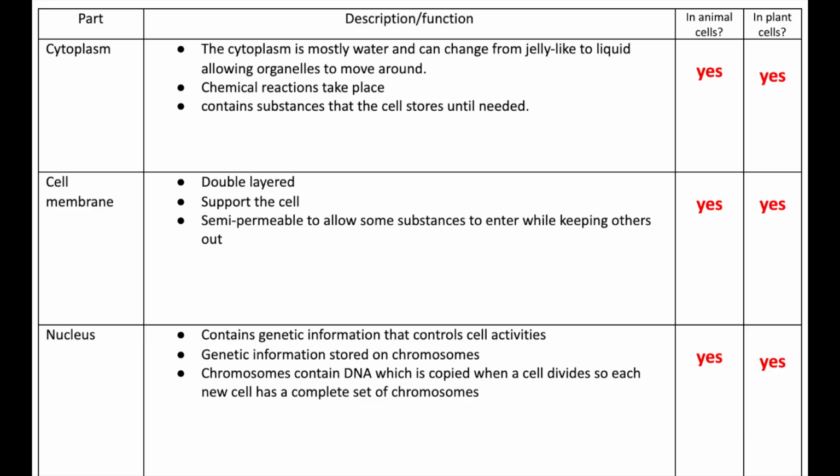Next, we have the nucleus. The nucleus contains genetic information and controls cell activities. It contains genetic information stored on chromosomes. Chromosomes contain DNA, which is copied when a cell divides, so each new cell has a complete new set of DNA chromosomes.